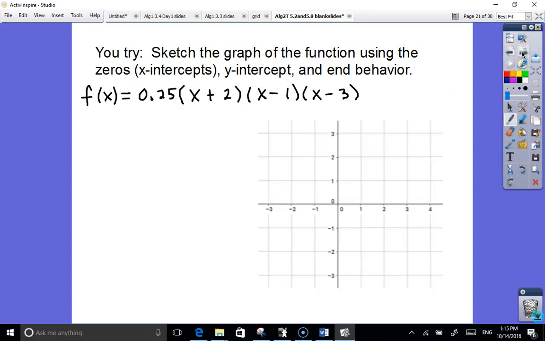Right. Try that one. What's going to be the degree of this one? You've got x times x times x, so the degree is 3. So it's odd.